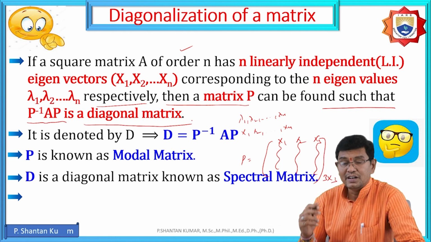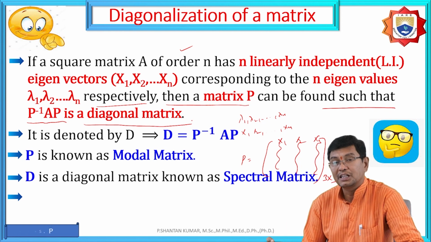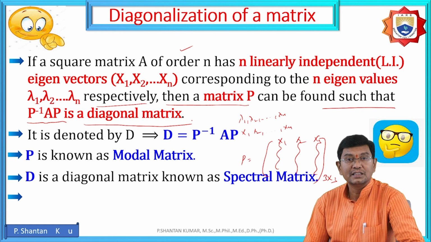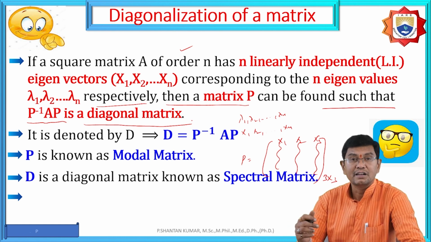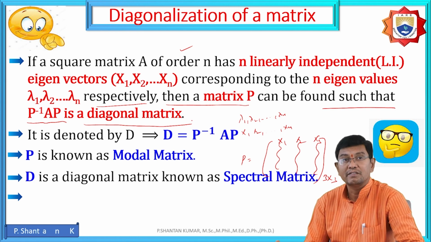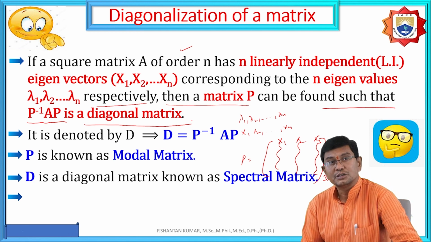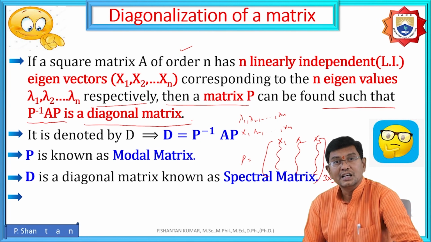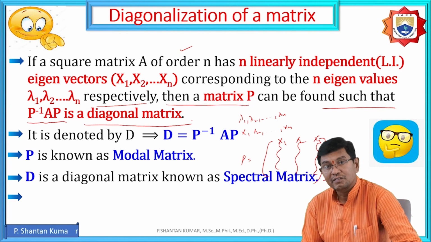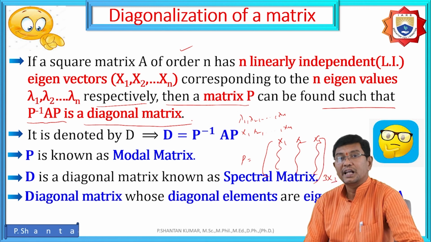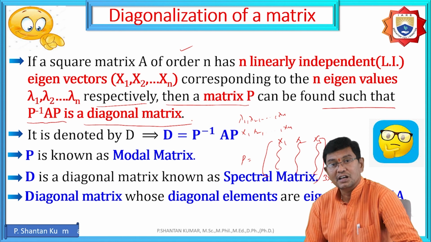Here we need to recall that spectrum is different from spectral. The spectrum is the collection of eigenvalues. Sorry, the resulting diagonal matrix D is called the spectral matrix, and the collection of eigenvalues is called the spectrum. And again, the diagonal matrix has as its diagonal elements the eigenvalues of the matrix A.